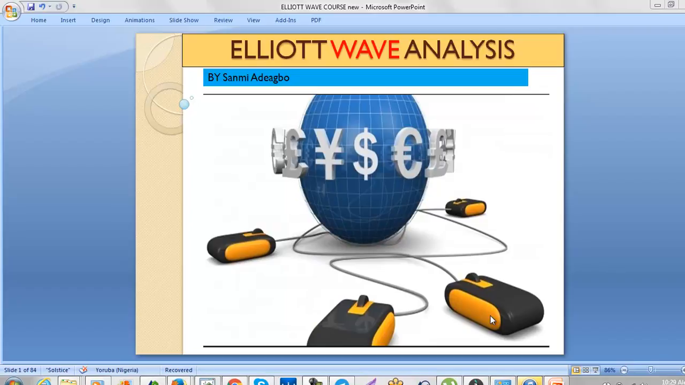The market is about to open for a new trading week, so I decided to share with you some of the things I'm looking at on my chart, some analysis that I made using the Elliott wave theory. As you all know, Elliott wave theory is a very wonderful technical analytical tool that we use to forecast price movement of any financial market.